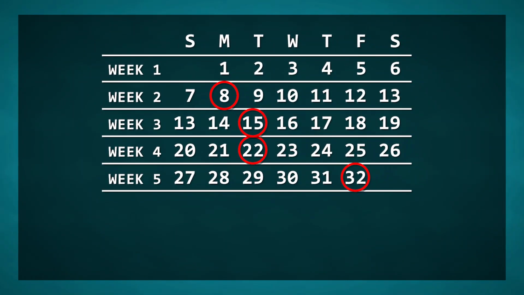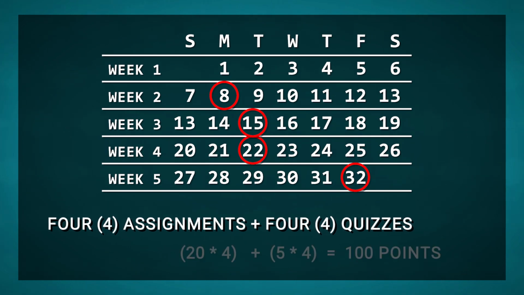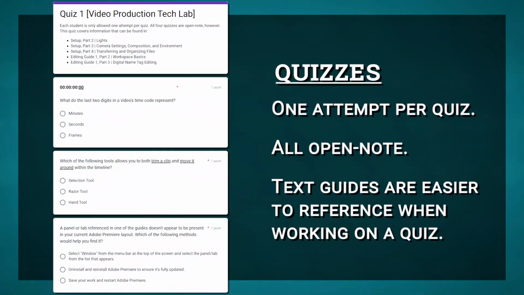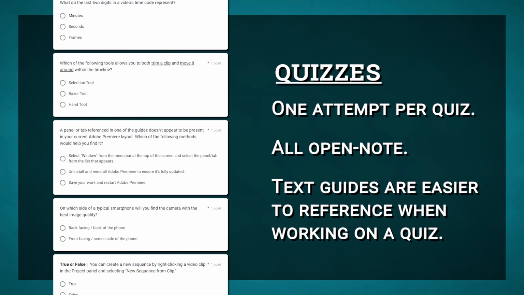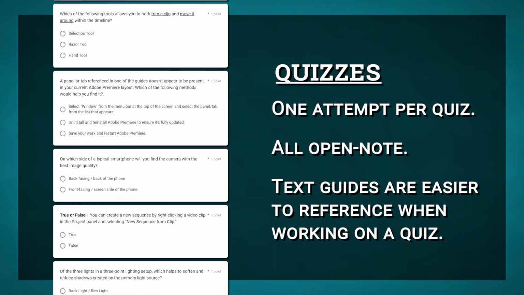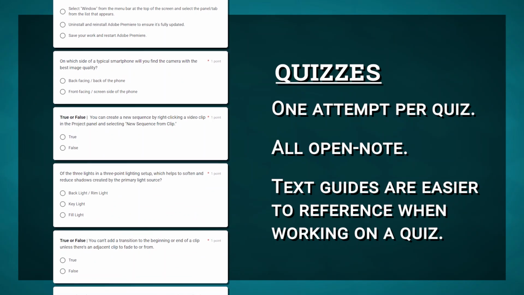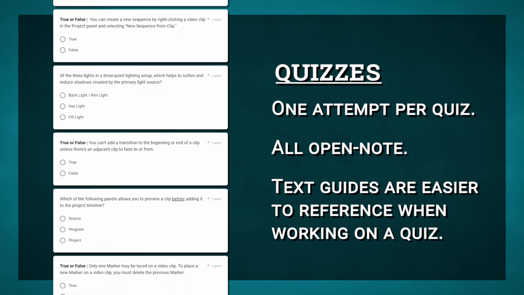Your grade for this lab will be based on 4 assignments and 4 10-question quizzes, 1 for each assignment. Assignments are worth up to 20 points each, and quizzes are worth up to 5 for a total of 100 points. Fairly straightforward. Students are only allowed 1 attempt at each quiz, but they're all open note, so feel free to have the video or text guides queued up while you work on them. The consensus among previous students has been that video guides are good to follow when editing, while the text guides make for better references when working on the quizzes.